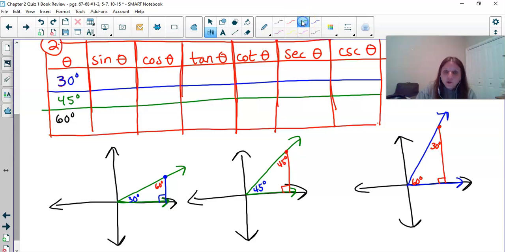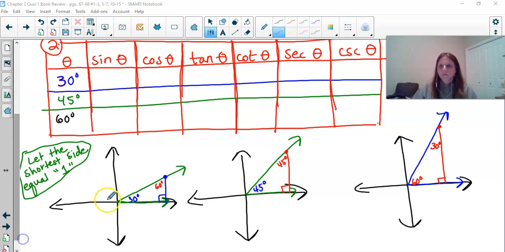The book tells you if you don't know any other information, and we're trying to figure out the trig functions here, what you do is you let the shortest side equal 1. So that's what I'm going to do here. I'm going to look at my shortest side and I'm going to set that equal to 1. I don't know any other information and I'm trying to find the sine and the cosine and the tangent. I need the sides to be able to do that.